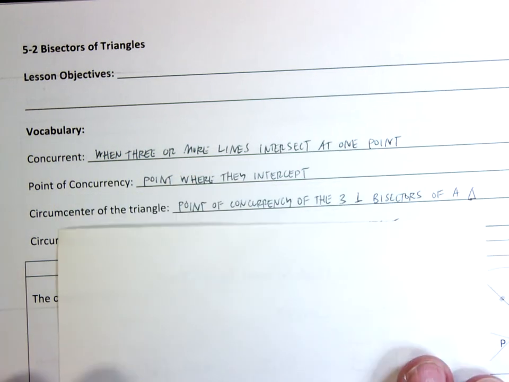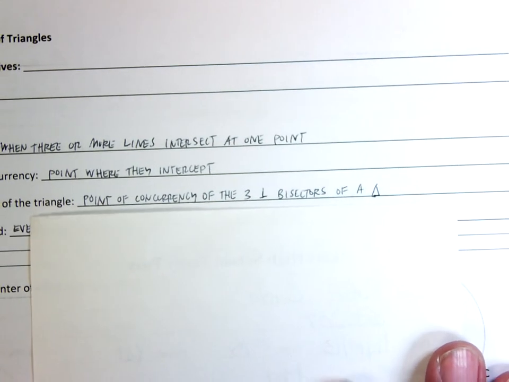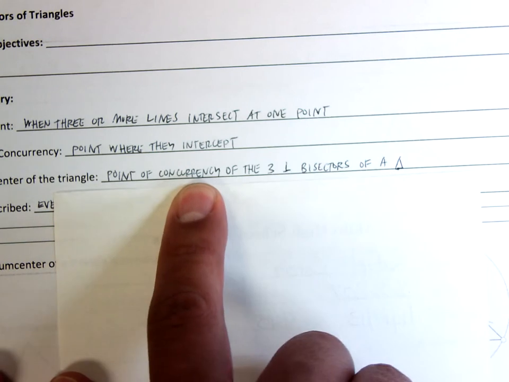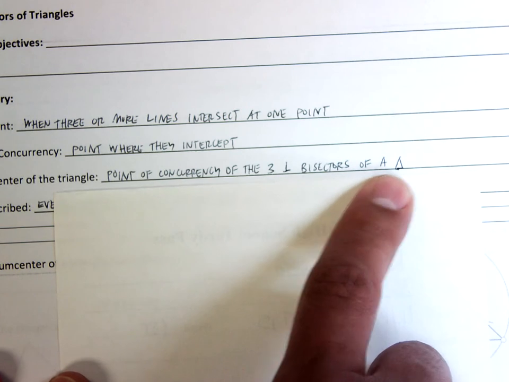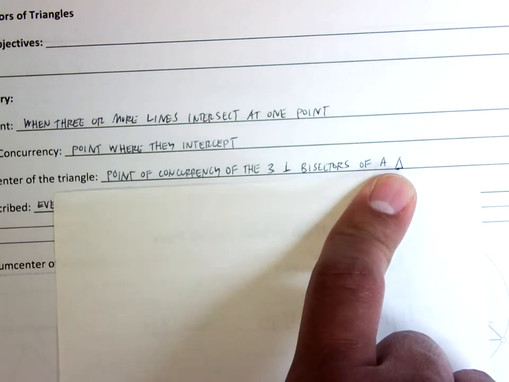Okay, circumcenter of a triangle. We're getting into some newer stuff here. Circumcenter of a triangle is the point of concurrency of the three perpendicular bisectors of a triangle. So if I draw in the three perpendicular bisectors of the triangle, the point where they all meet is what we call the circumcenter.